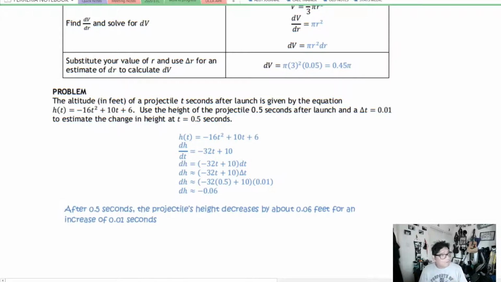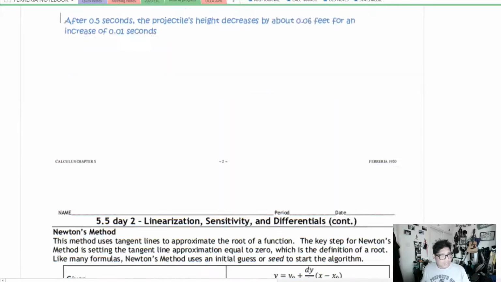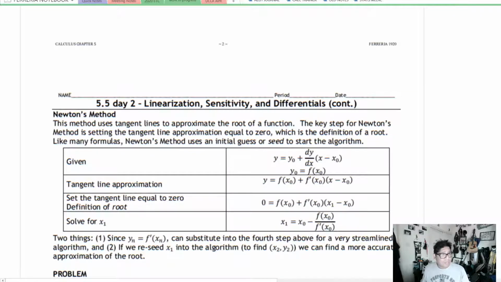Summarize. After 0.5 seconds, the projectile's height decreases by about 0.06 feet for every increase of 0.1 seconds. That's our problem. That's kind of how we're going to see these. Hopefully you're seeing this is not really that big of a deal. Not a lot of mathematics involved.